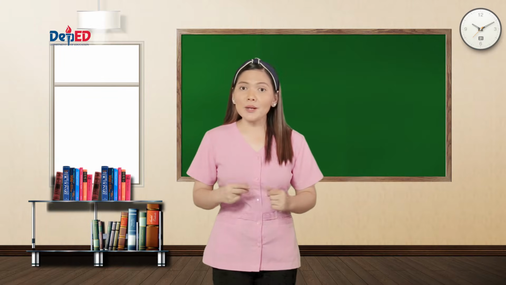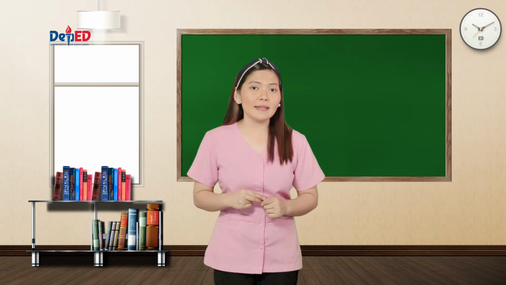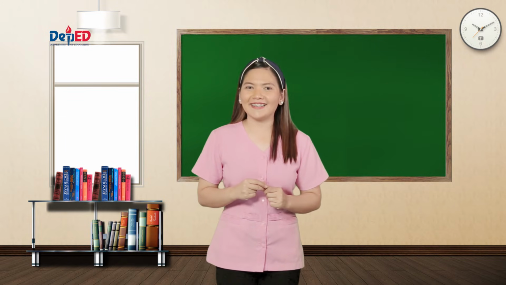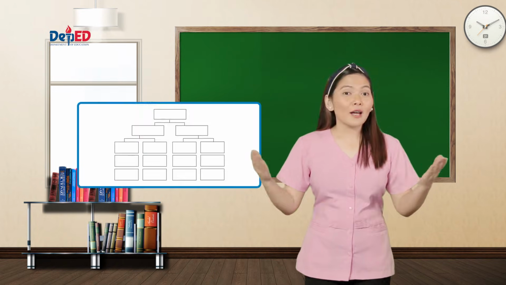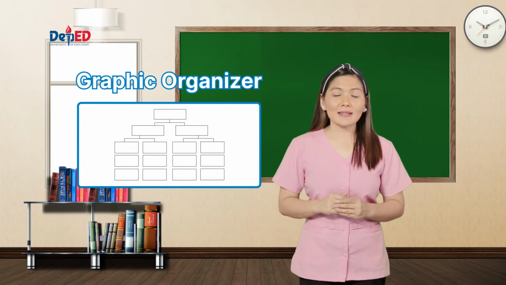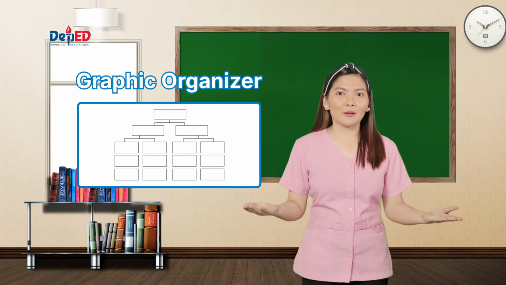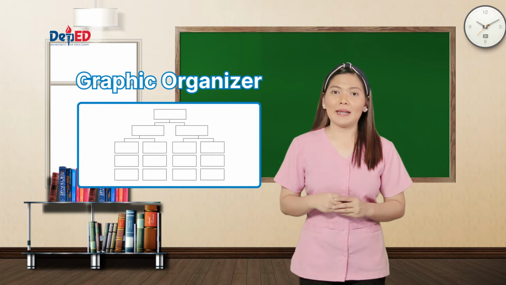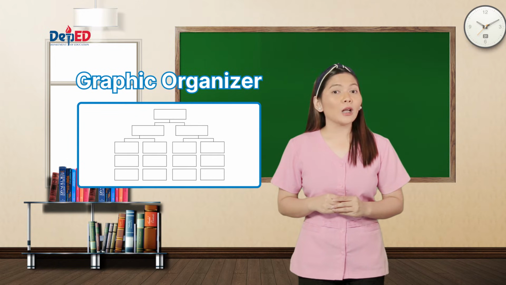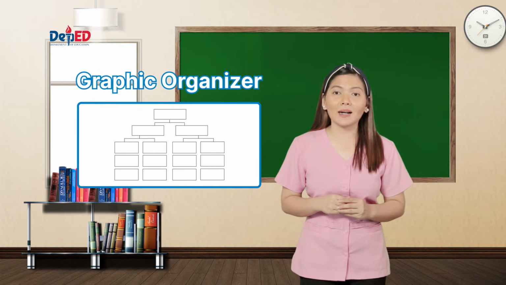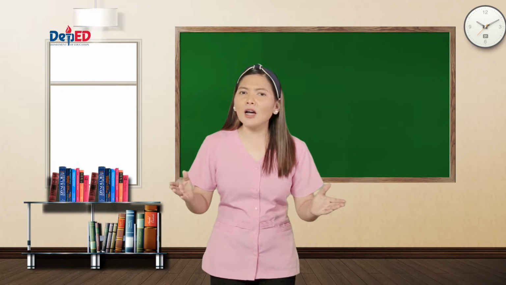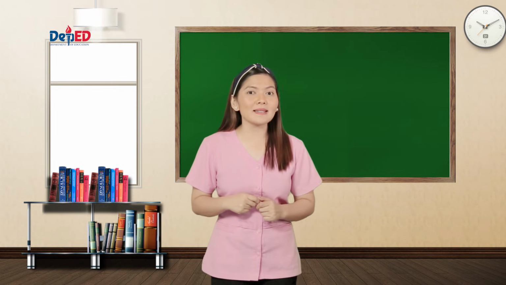And remember, a Venn diagram is a textual aid that uses overlapping circles to show how things are alike and different. Last but not the least, graphic organizer. A graphic organizer, also known as a concept map or concept diagram, is a visual display that includes content information that shows relationships of ideas and provides learners with structure for abstract concepts.